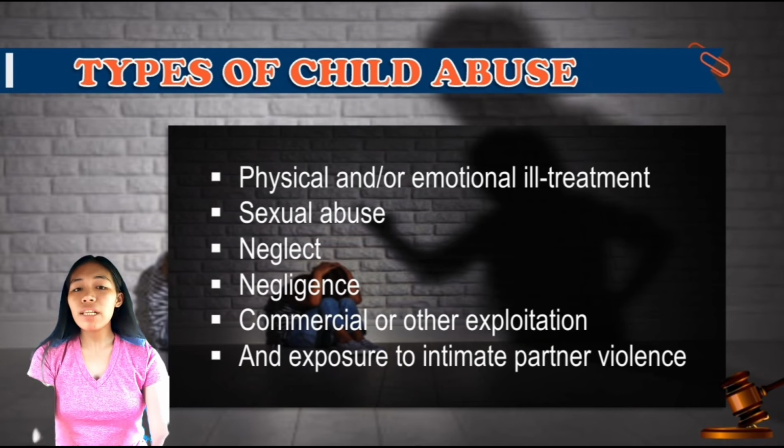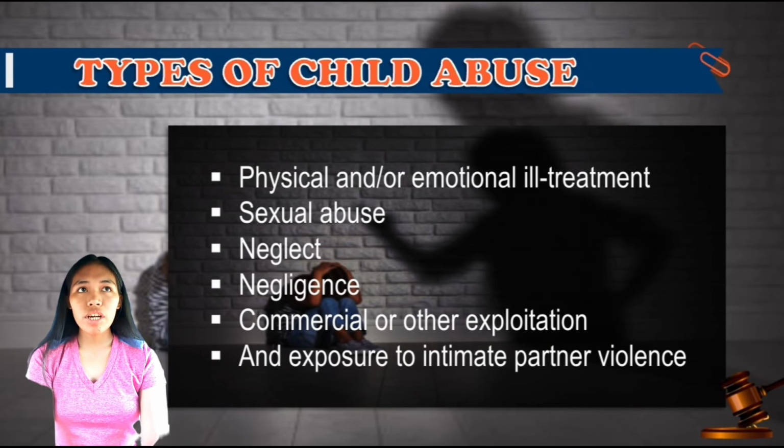Next, we have family or other people that they are in right now. Next, we have commercial or other exploitation. Examples of these are sexual cybercrimes, where they expose the underage to different sexual webcams. Last one is exposure to intimate partner violence, which the World Health Organization defines as one of the child abuses. This is where both parents are fighting, with sexual and physical violence, in front of their children, which is not right.